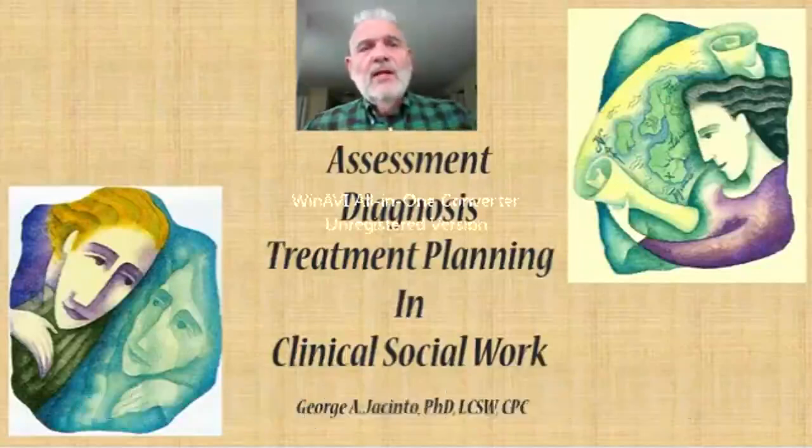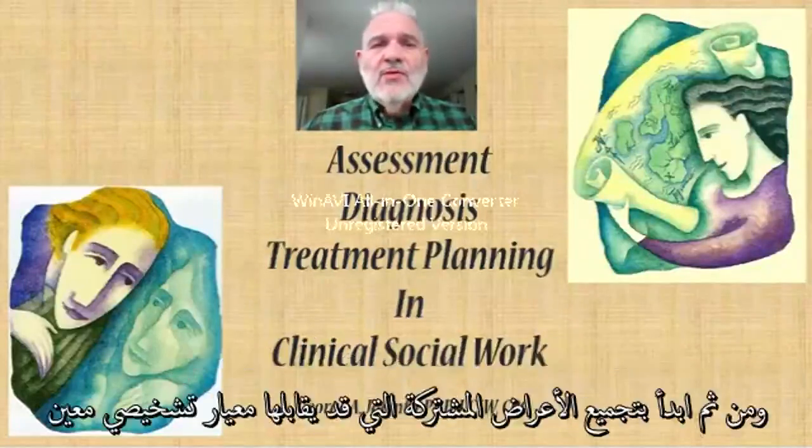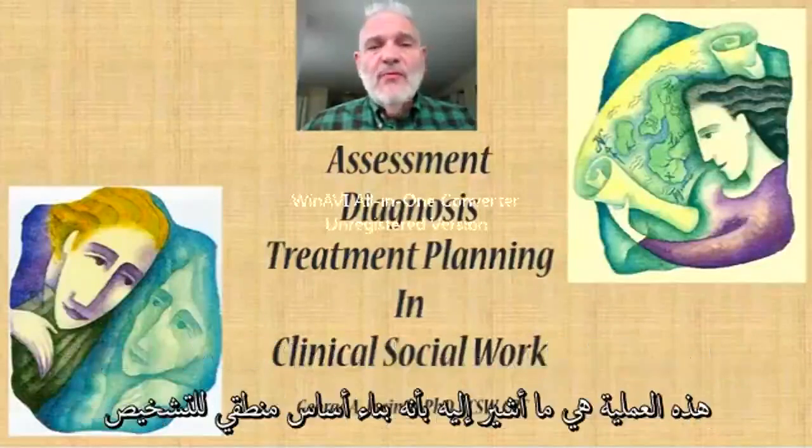As I hear their story, I begin to collect symptoms and other crystals of information that will help me with the diagnosis. I list all of the possible symptoms and diagnostic criteria that may be found in the DSM, and then I begin to group together associated symptoms that may meet criteria for a particular diagnosis. I refer to the DSM to note if the cluster of elements I've listed meet the required number of criteria to meet a particular diagnosis. This process is what I refer to as building a rationale for your diagnosis.